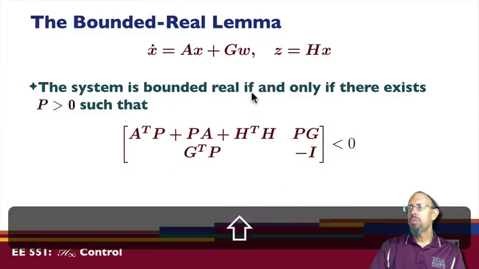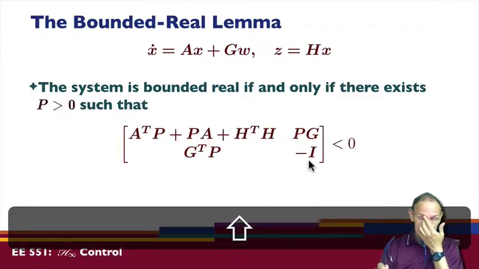Now, in order to work with this, we work with something called the Bounded-Real Lemma. So if we're given a system of this form, notice that instead of having a B U and a y equal to C X, we have G W, where W is our disturbance input, and H X. Notice that we don't have a D term here. We could have a D term, but as you've seen, the D term makes things a lot more complicated. So we'll start simple enough. This is complicated enough without the D term. The system is bounded real if and only if there exists a positive definite P that satisfies this linear matrix inequality. We're going to see that in just a moment.